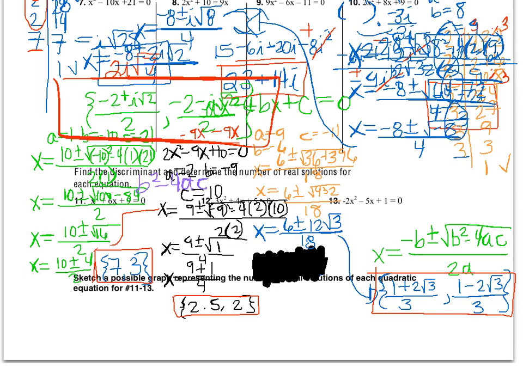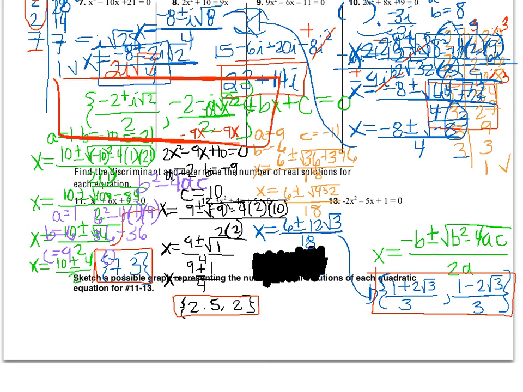Right below 11, 12, and 13, it says sketch a possible graph representing the number of real solutions of each quadratic equation. So we want to make sure we know what the graph looks like for each one also. So for number 11, a is equal to 1, b is equal to 6, and c is equal to 9. So when we plug that in, we get 6 squared minus 4 times 1 times 9. So we get 36 minus 4 times 1 is 4, and 4 times 9 is 36. 36 minus 36 is 0.